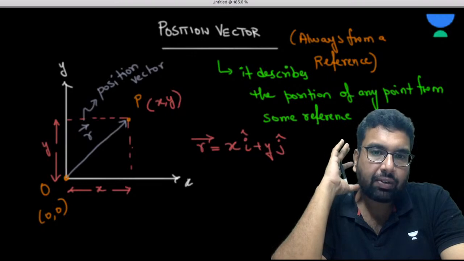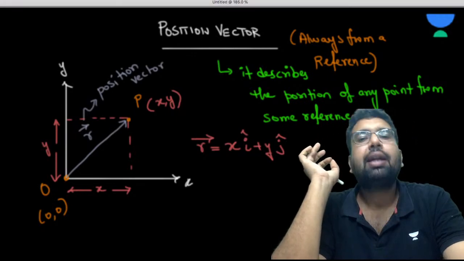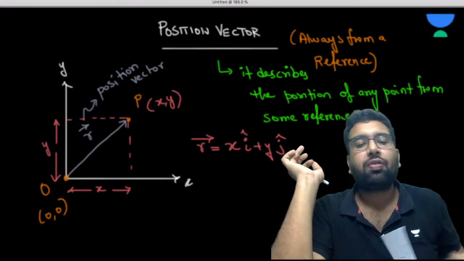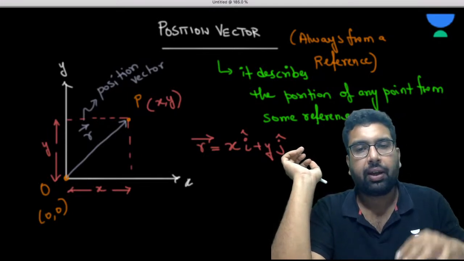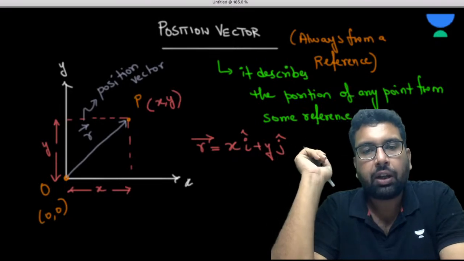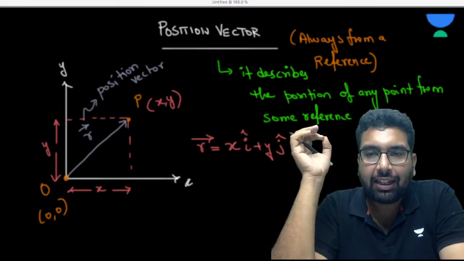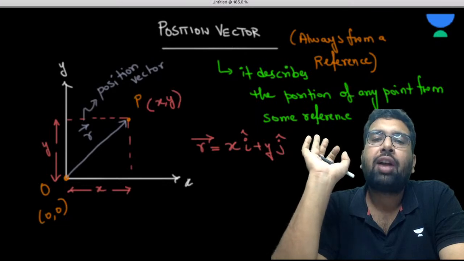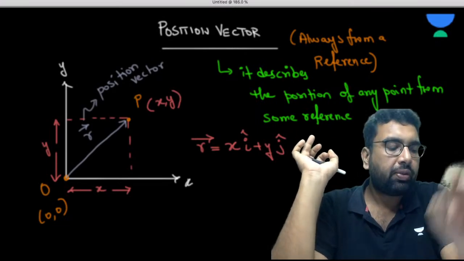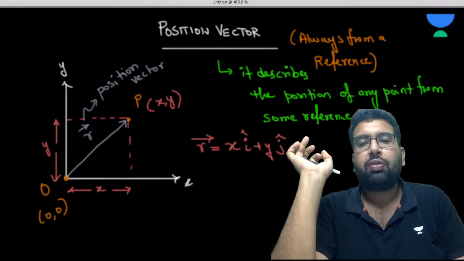Now, can I describe this position vector in this case as x i plus y j? Do you agree or not? Please answer me. Yes or no? Wonderful. Now, see any vector. This is the r vector, which is the position vector for this point P.